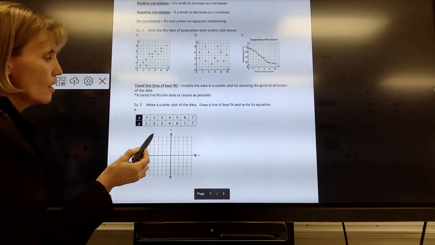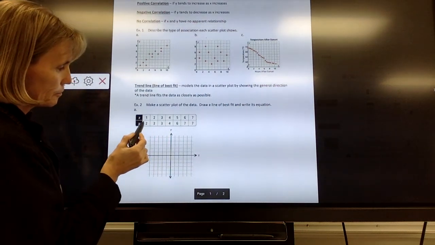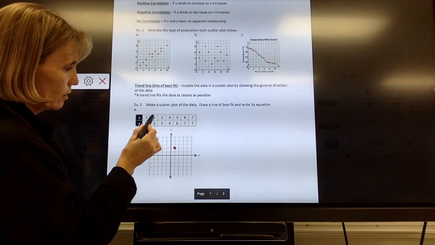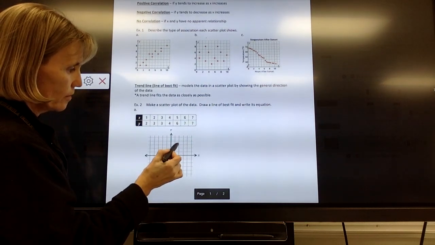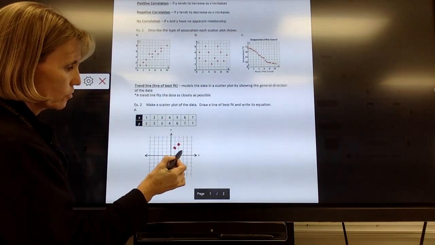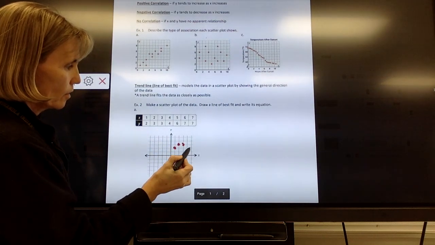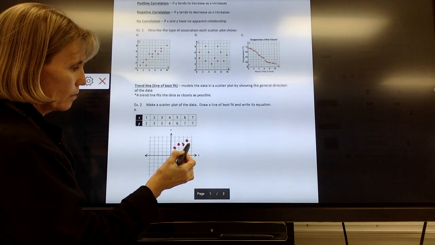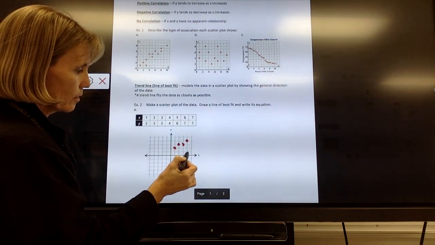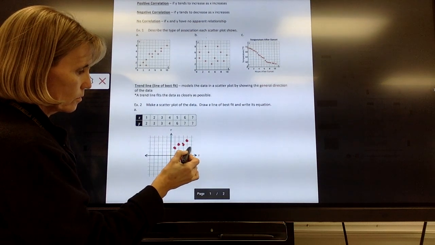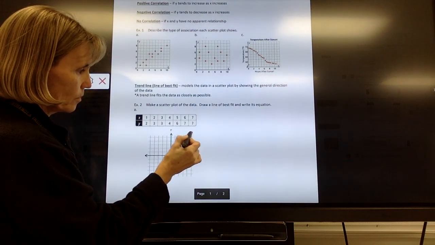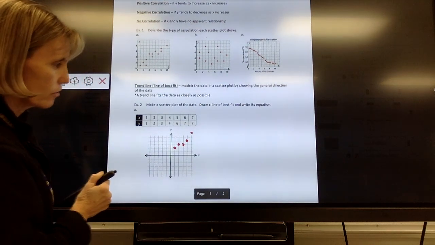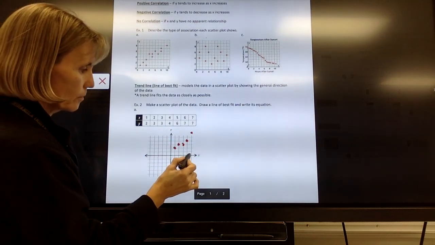Okay, so first off, I'm going to plot the data. So just plot your points. X is 1, y is 2. I've got a point at 2, 3. Got a point at 3, 3. Got a point at 4, 4. I've got a point at 5, 6. Going to be about right up here. I'm actually going to go off my graph here. 6, 7.